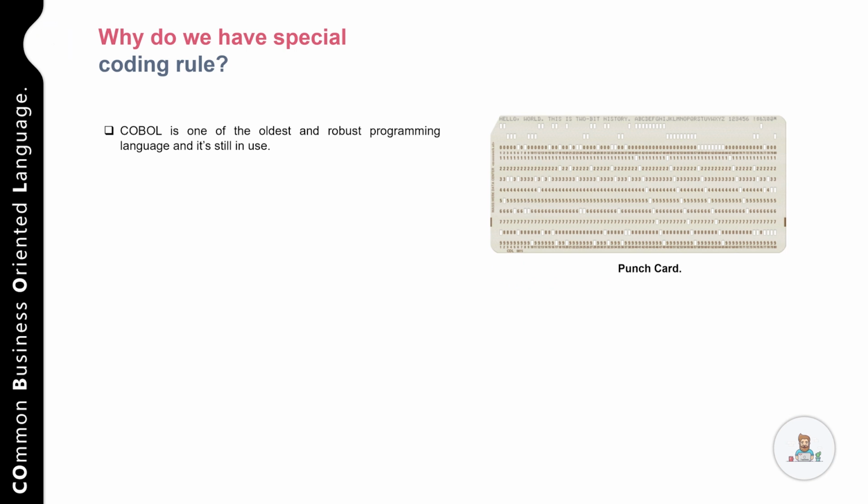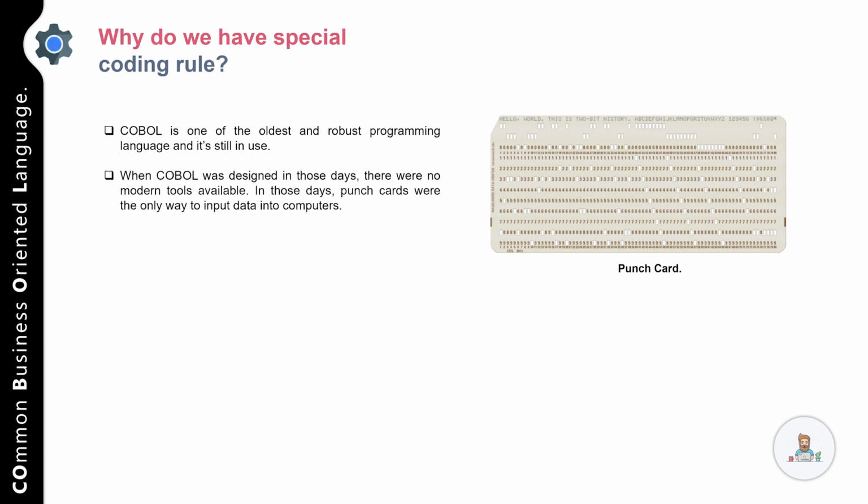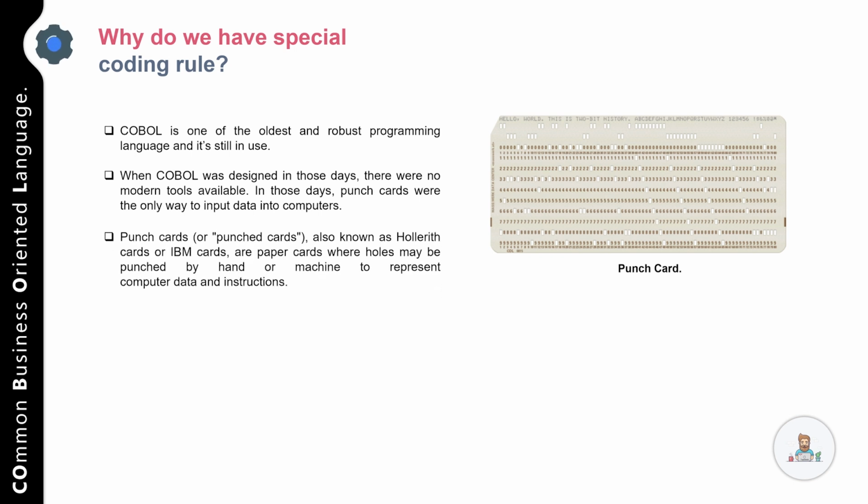When COBOL was designed, during the 1960s or 70s, you did not have modern programming tools to feed data into the computer. In those days, punch cards were the only way to input data into computers. Punch cards are paper cards where holes may be punched either by hand or by machine, and these holes represent computer data and instructions.